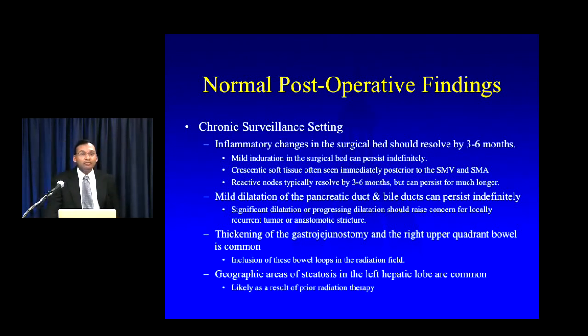Now, thickening of the bowel is actually quite common, especially the right upper quadrant jejunum or thickening of the gastrojejunostomy. And in most cases, this isn't pathology, doesn't mean that you have enteritis or ischemia, but it's usually because these patients are increasingly being treated with adjuvant radiation, either before or after their treatment, and these bowel loops end up getting included within the radiation port, and so they can look thickened for long periods of time. And that's not a pathologic finding. And for similar reasons, you can end up with geographic areas of steatosis in the left hepatic lobe as a result of radiation therapy that includes the left hepatic lobe within the radiation port.